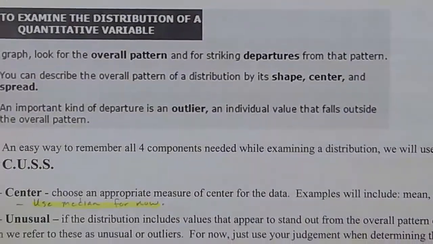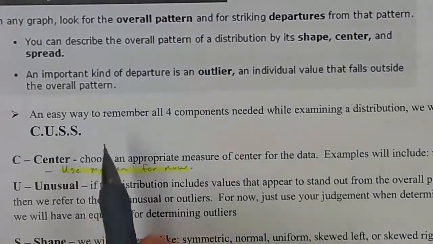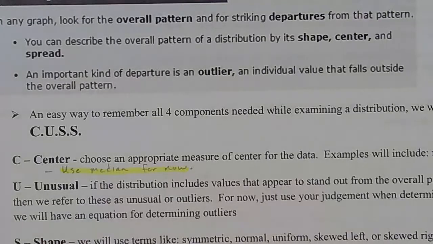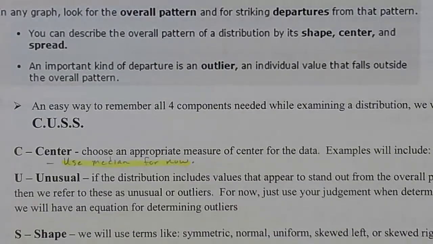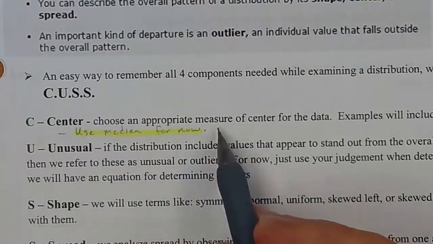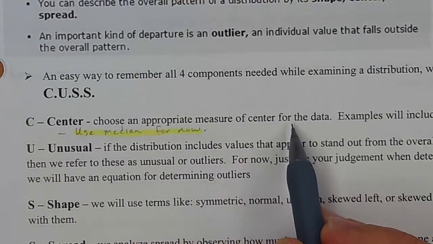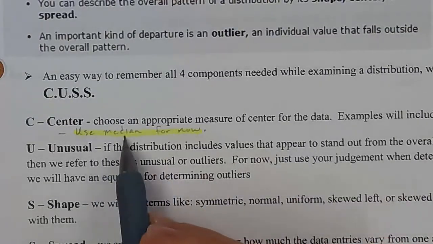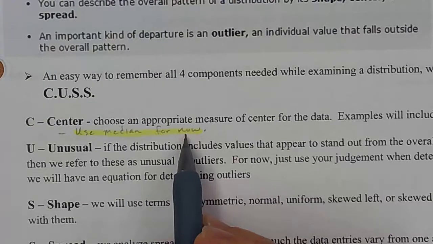A good way to remember this is a little acronym. There are a lot of acronyms throughout the year in AP Stats. CUSS is one of them. When you see a distribution, I'll tell you to cuss it out. Maybe not literally, but figuratively, you need to go through these things. So C is going to stand for center. Choose an appropriate measure of center for the data. In 1.3, we'll talk about which one's most appropriate. For now, we'll probably just use median. That's what I put right there. Use median for now until we discuss how to figure out the best center.